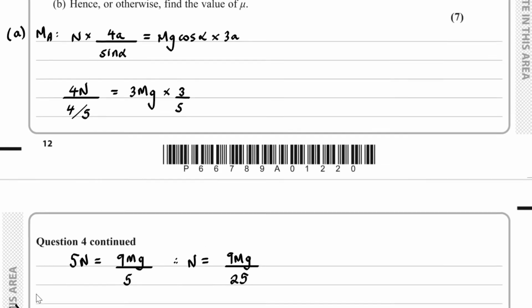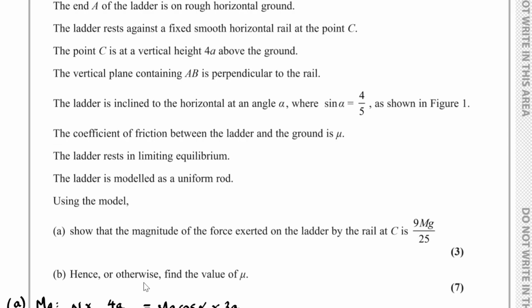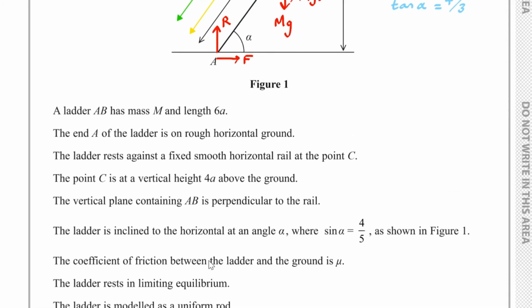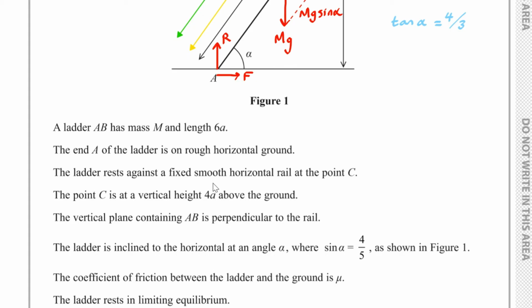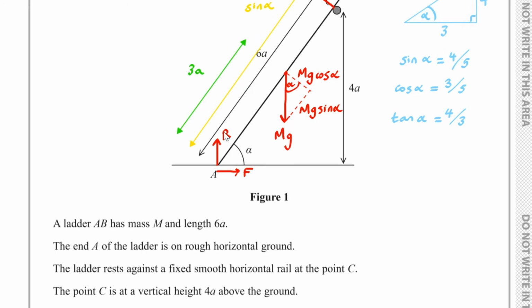Now for part B of the question, hence or otherwise find the value of mu. For us to find mu, we would first need to find out what R is. The reason is that F is equal to mu R. If we find F and R, we can use those to find mu. We can find F and R by resolving horizontal to the ground and vertical to the ground.